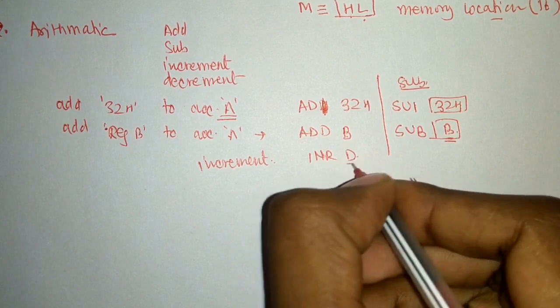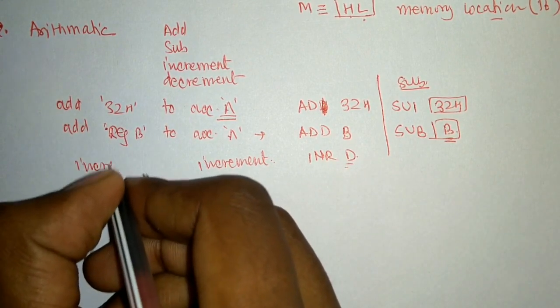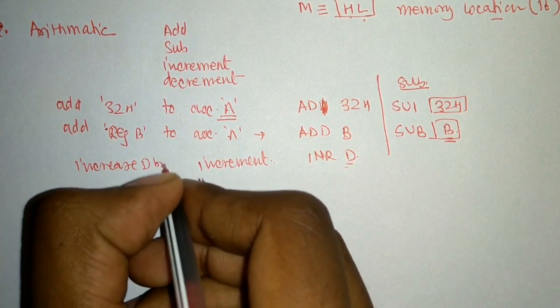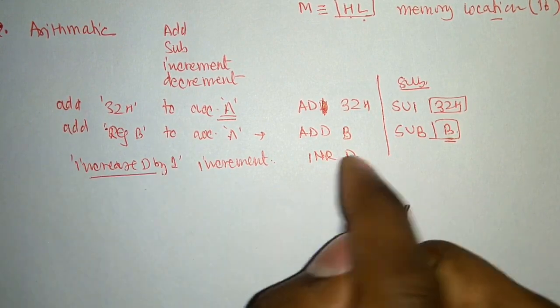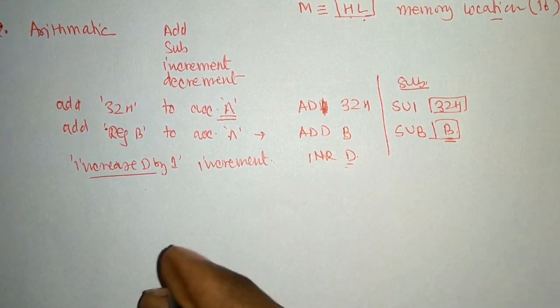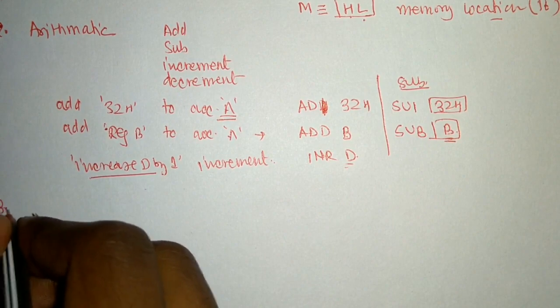In order to increment or decrement, for increment, I will be saying INR D. If I want to increase D by 1, then I will simply say INR D. So D's value will get incremented by 1. So these sort of arithmetic operations can be carried out with the help of our microprocessor.